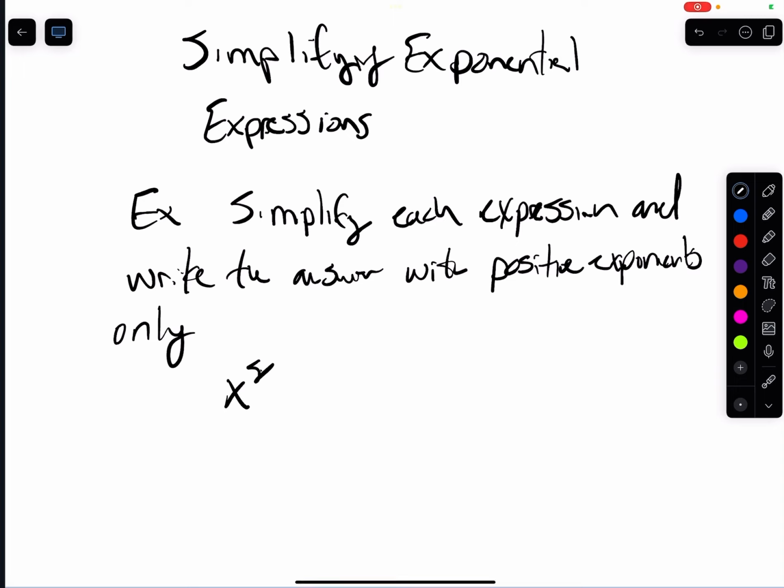Let's start with x to the 8th power times x to the negative 12 times x. Well, how can we simplify this? We can use the negative rule of exponents to move that x to the negative 12 to the denominator, which gives us x to the 8 times x over x to the 12.